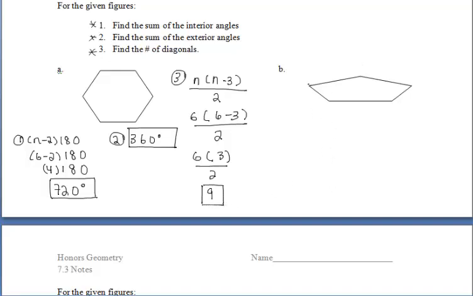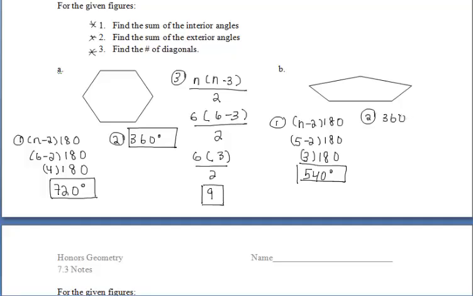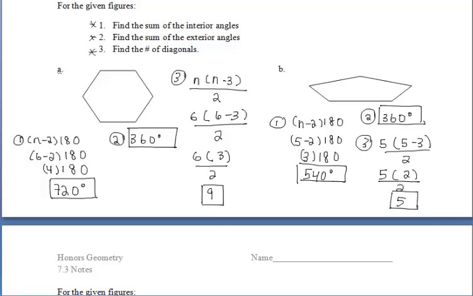Part B, let's go ahead and fill this in. We have 5 sides there. We counted that. It's a pentagon. So we're using 5 for n. When we do our n minus 2 times 180, we get 540 degrees for the sum of the interior angles. For number 2, the sum of the exterior angles is 360 degrees, like always. And then for number 3, when we do our n times n minus 3 divided by 2, we end up getting 5 for the answer.